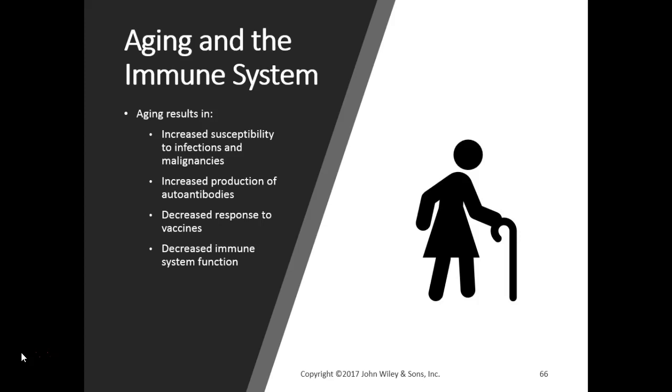As we age, most people become more susceptible to all types of infections and malignancies. The response to vaccinations is decreased, and they tend to produce more autoantibodies, or those antibodies that attack your own antigens. The immune system exhibits lower level of function overall.